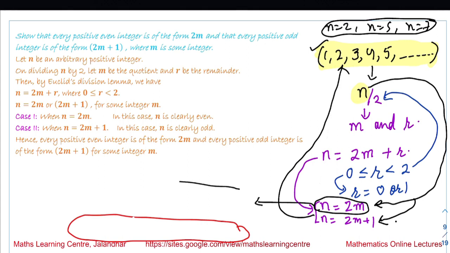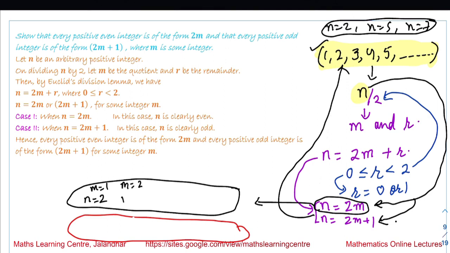When we are talking about 2m, when the value of m is 1, the value of n is equal to 2. When m is equal to 2, n is equal to 4. When m is equal to 3, then n is equal to 6 and so on.